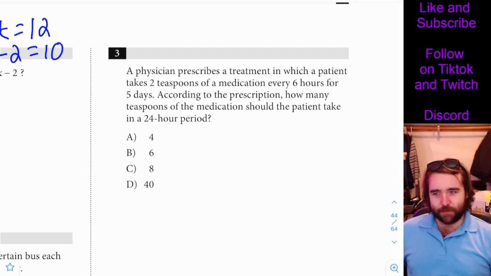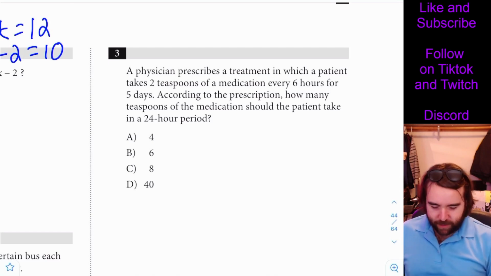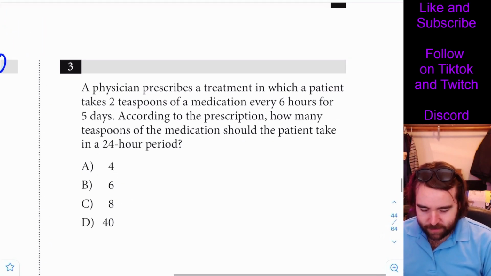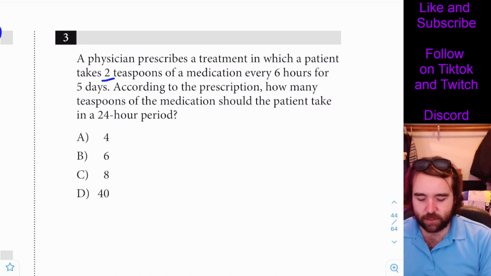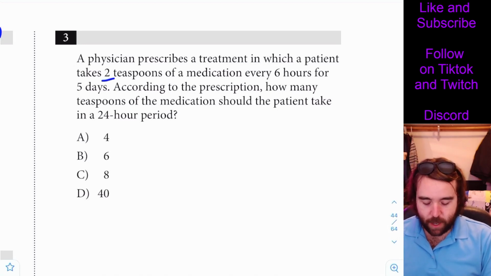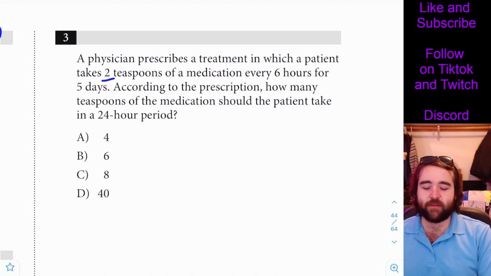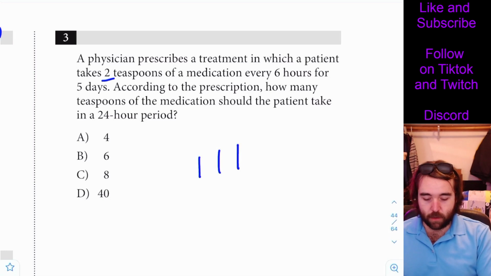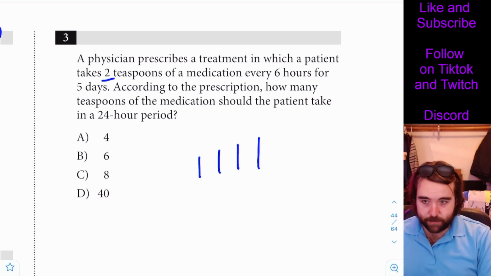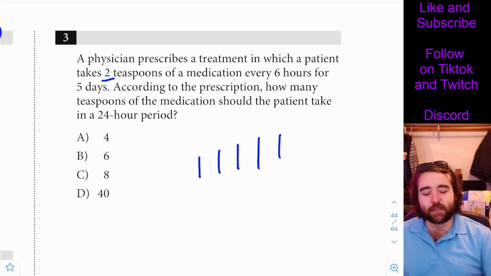So it's okay. So we're actually gonna count. So he's gonna take how many doses is he gonna take is the question. Each dose is 2 teaspoons. We'll do that at the end. How many doses is he gonna have? So he's gonna have a dose at midnight. He's gonna have a dose at 6 a.m. He's gonna have a dose at noon. He's gonna have a dose at 6 p.m. And so I guess his next dose at 12 a.m.